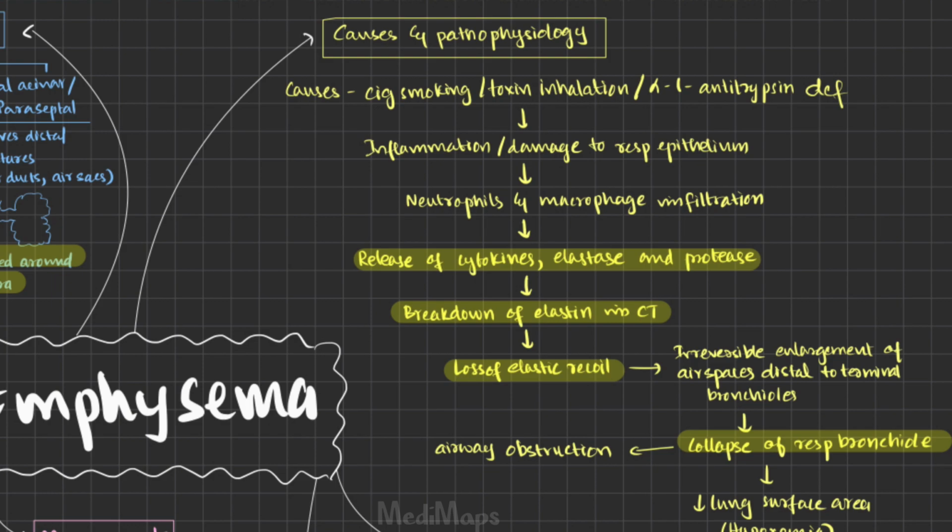If any of these etiological factors come into action, this causes inflammation or damage to the respiratory epithelium. As a result, neutrophils and macrophages infiltrate this area and release cytokines, elastase and protease. This elastase results in the breakdown of elastin present in the alveolar wall, which results in the loss of elastic recoil. As a result, there is irreversible enlargement of the air spaces, which causes the collapse of respiratory bronchioles. As a result, there is decreased surface area, which causes hypoxemia. Finally, it leads to emphysema.